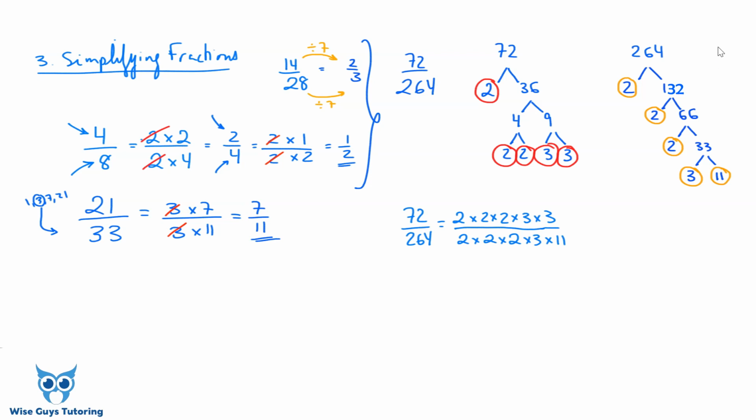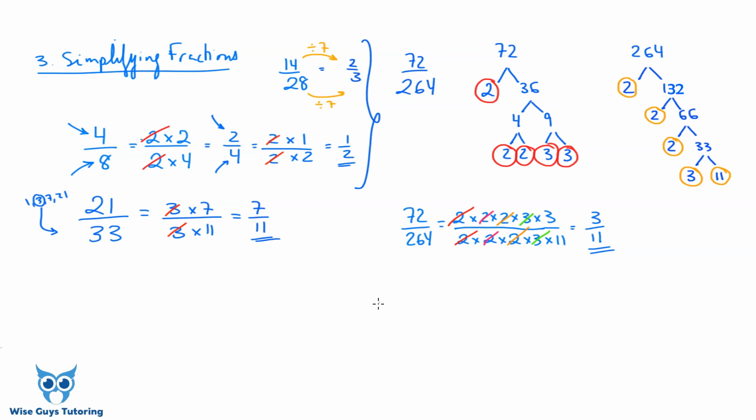Same as we were doing before with the simplifications, any pair on top and on bottom can get canceled out. So this 2 can go with that 2. Why don't I use different colors? This 2 with this 2 in the pink. How about some orange here? This 2 with this 2. Some green, this 3 with this 3. And all I have left is 3/11. And that's as simplified as it can get. So 72/264 can be rewritten as 3/11. That's all it is when you're simplifying fractions.